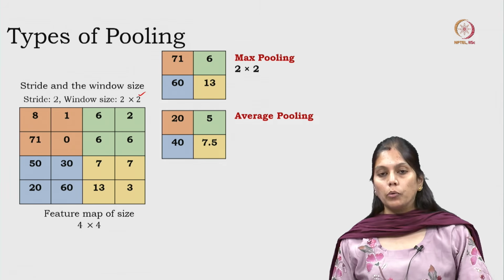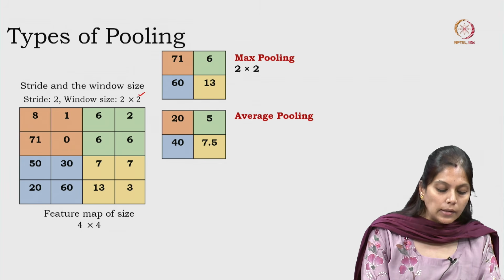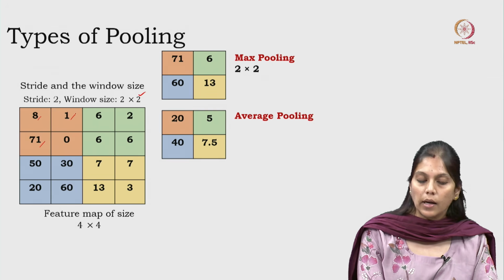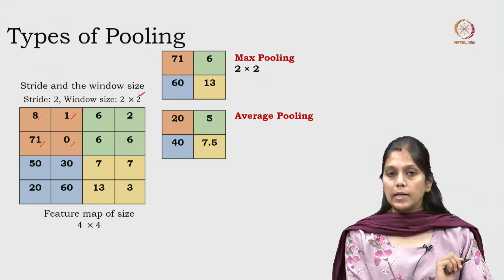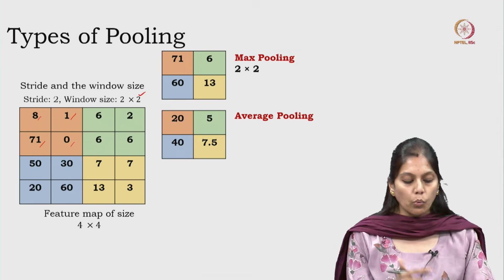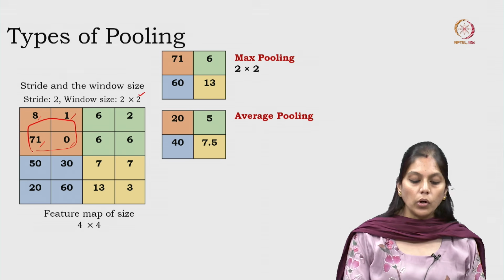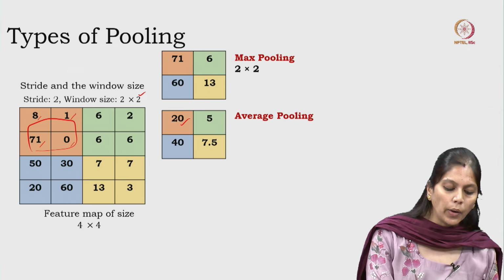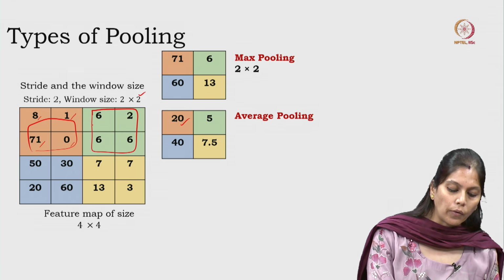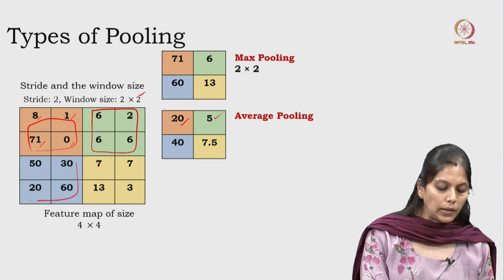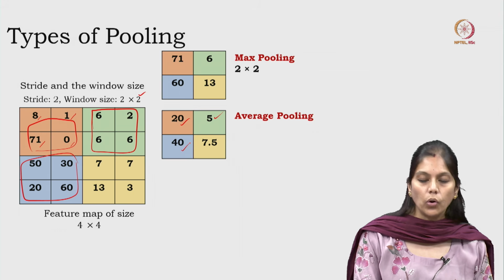So this is what pooling is, where you take a fixed window that will stride over the entire feature map. When a window is placed, it is going to perform a summary operation. Second is average pooling. What is average pooling? It is 71 plus 8 plus 1 plus 0, totally 80. 80 divided by 4. Why 4? Because 4 such values we are considering. 80 divided by 4 is 20. In a similar way, you will add all these 4 values and divide by 4, and you get this.